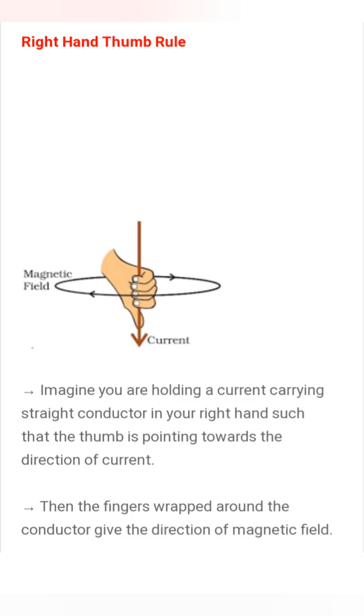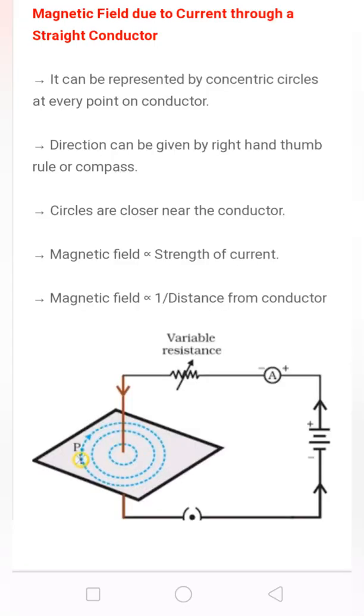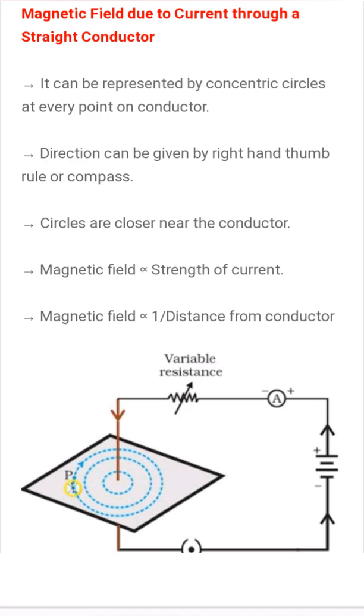Now let us see the straight line conductor. Here is a circuit given. You can see the brown line in the circuit. This is the straight line conductor which is connected to the circuit. Let that brown line, the wire, be passing through the cardboard sheet on which we have sprinkled some iron dust. As soon as the current passes through the wire, we will see that the iron dust is going to arrange itself in concentric lines, which represents the magnetic field.